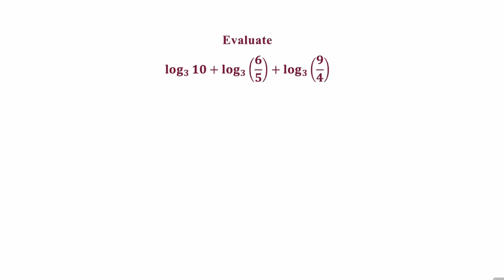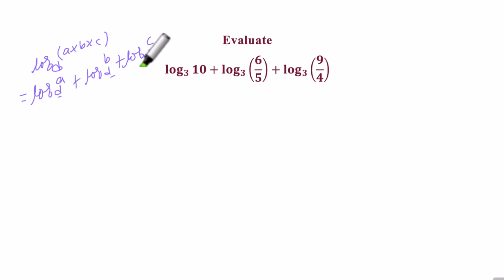Let's do the next question. Evaluate logarithm of 10 to base 3 plus logarithm of 6/5 to base 3 plus logarithm of 9/4 to base 3. Here it is a product rule. If there is something like logarithm of a times b times c in base d, you can write it like logarithm of a to base d plus logarithm of b in base d plus logarithm of c in base d. Yes, so it's a bit similar, but you can add.